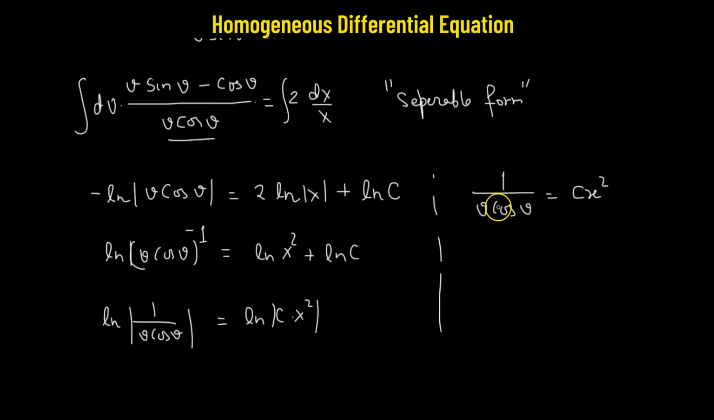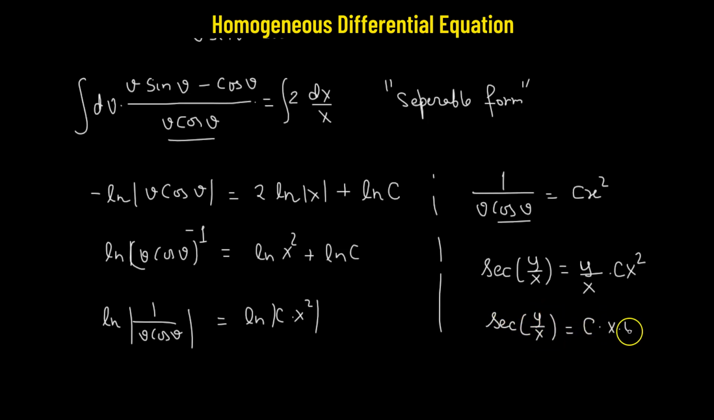And let's substitute the value of v with y over x. So that means the cosine v will go into the numerator to give us secant of v, and v is y over x. And this v, let's take it to the right hand side by cross multiplying with c x squared. So we have v times c x squared, and v is y over x. So y over x times c x squared. The x and x get cancelled, and that leaves us with secant y over x equals c times x y. So this is the required solution to our given differential equation.